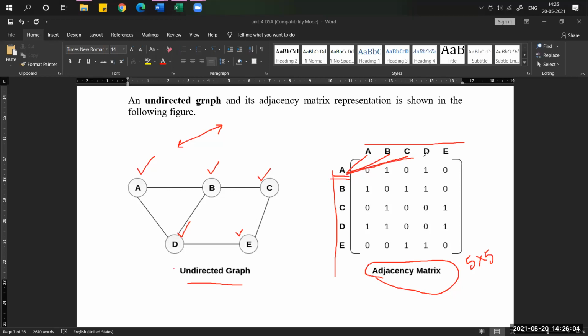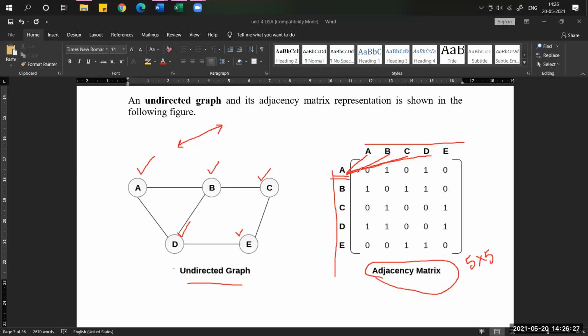Now A to D. A to D means yes, there is a connection. This one, there is a connection. That's why we kept 1 here. Now A to E. A is here, E is here. Is there any edge from here to here? No. That's why we wrote 0 here. Like that we have to fill the entire matrix.